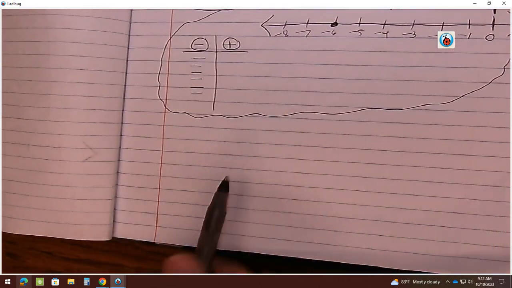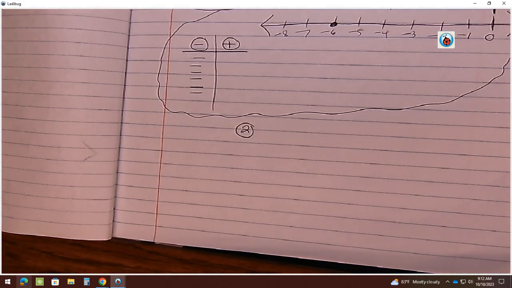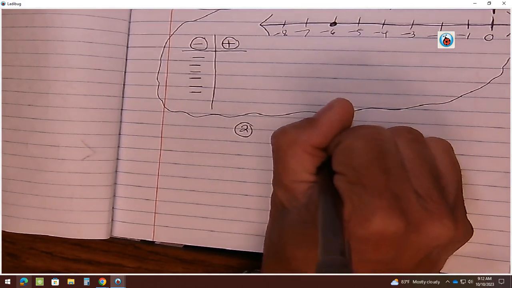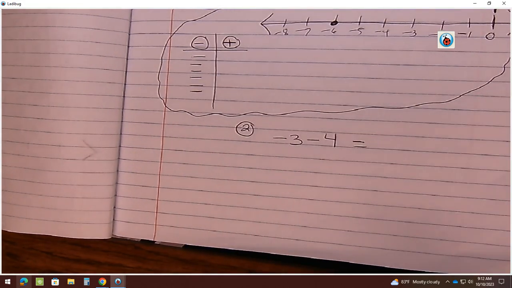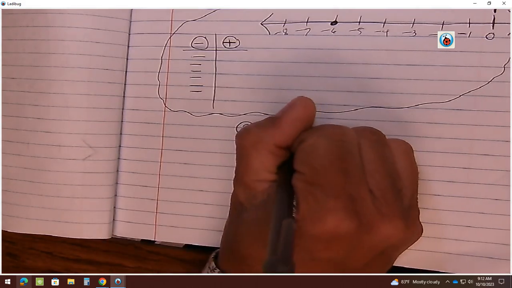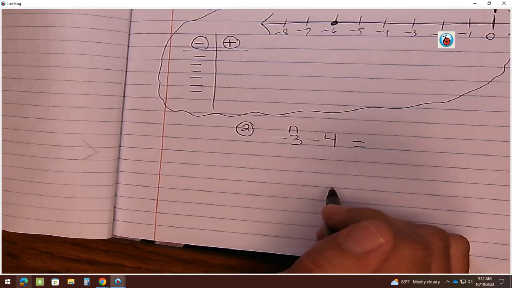Now the next one is the one that we always screw up. So better pay attention to this one. -3 minus 4 equals. Ready? What's the 3? Negative. And what's the 4? Positive. But, pay attention to what I'm going to tell you with a but.